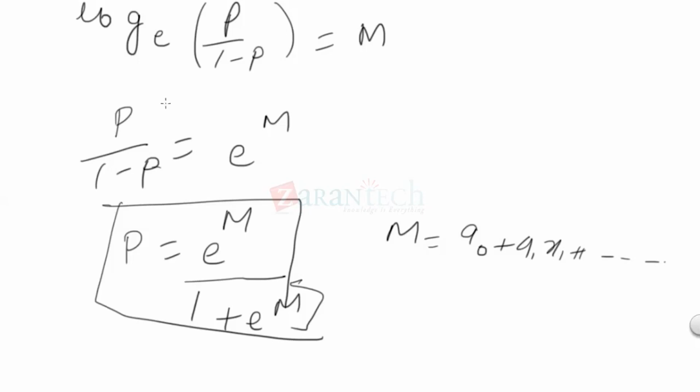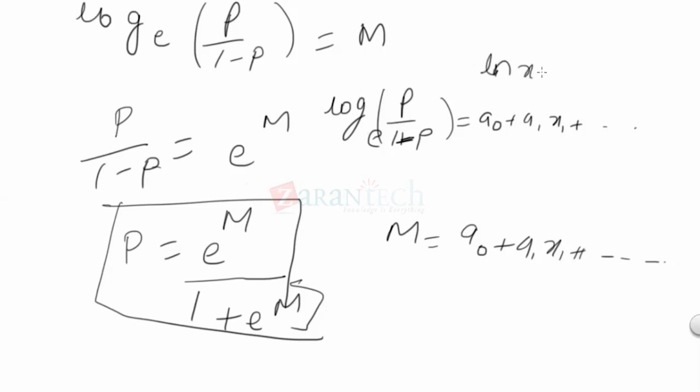E raised to m. So you remember the equation that we had: log of p by 1 minus p is equal to a0 plus a1 x1 and so on. This is the natural logarithm. If you want to convert it to p by 1 minus p, then it is e to the power m. This is just a simple mathematical formula: if ln of x is equal to b, then x equals e to the power b.